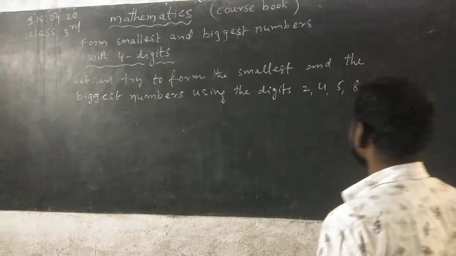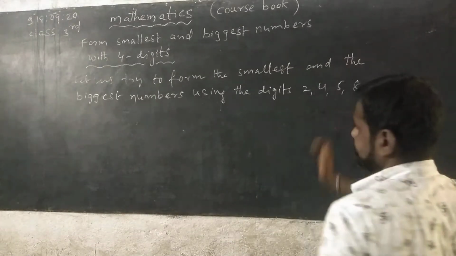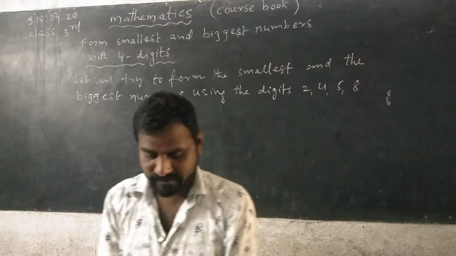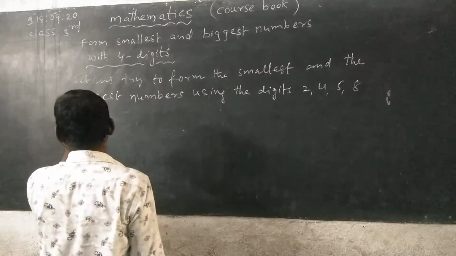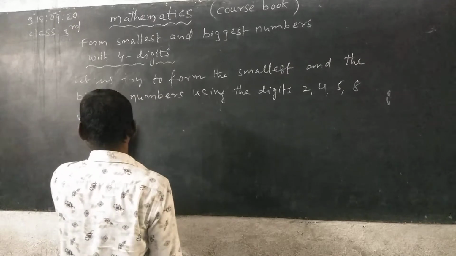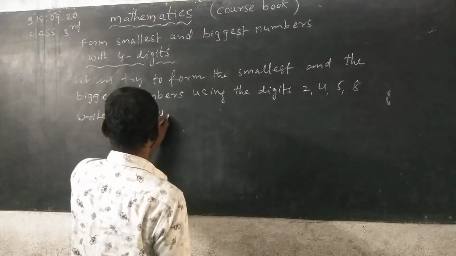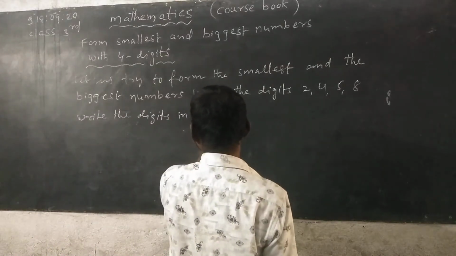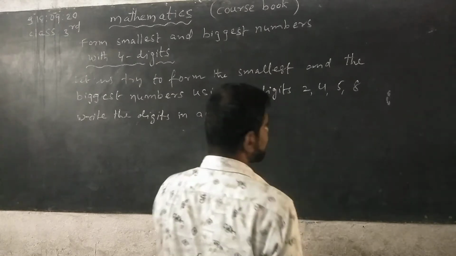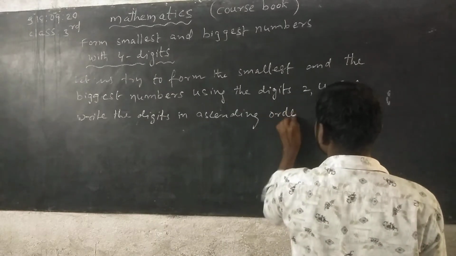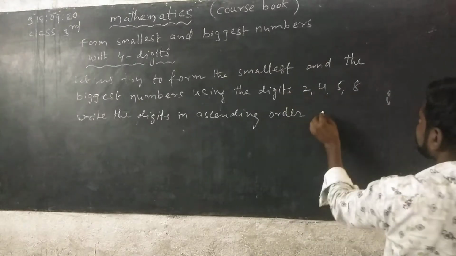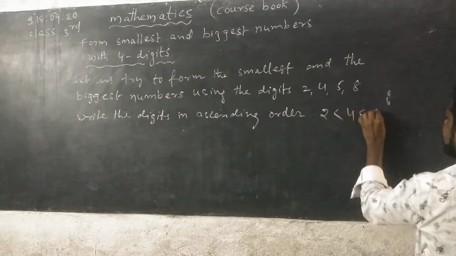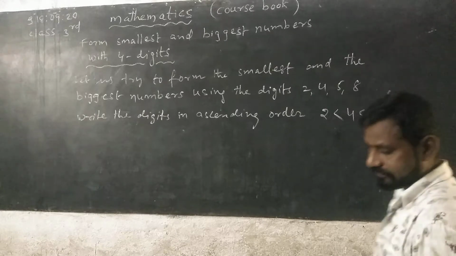First of all, write the given digits 2, 4, 5, 8 in ascending order. See, in it, which is the smallest number? 2 is less than 4, less than 5, less than 8.